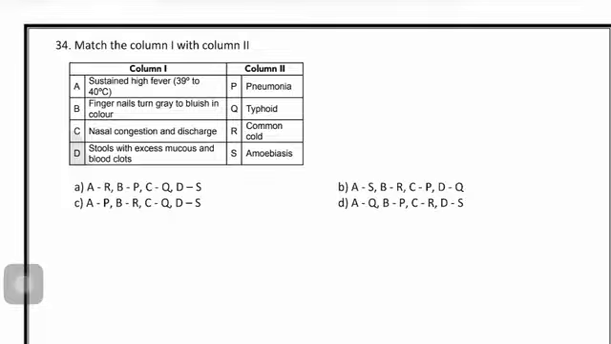34th question. Match the column 1 with column 2. Sustained high fever 39 to 40 degrees is a typhoid symptom. So A goes with Q. Fingernail turn gray to blue. It's a pneumonia symptom. So it goes with P. Nasal congestion and discharge, common cold, R. Stools with mucus and blood, amoebiasis, S. So we look for an option which has the AQ. So A goes away, B no, C no. Answer is D. AQ, B, P, C, R, D, S.